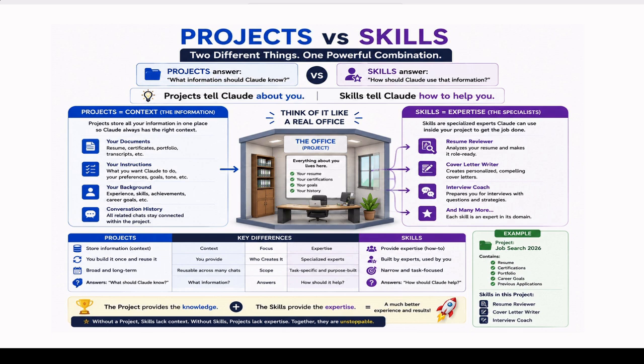The skill is the expert reviewing that folder. For example, the project Job Search 2026 contains resume, certifications, portfolio, career goals. Claude can have skills like resume reviewer, cover letter writer, interview coach. Without the project, the skill doesn't have enough context. Without the skill, the project is just a collection of information. The project provides the knowledge. The skill provides the expertise. When you combine the two, Claude doesn't just know who you are, it knows exactly how to help you. That's what makes the combination so powerful.